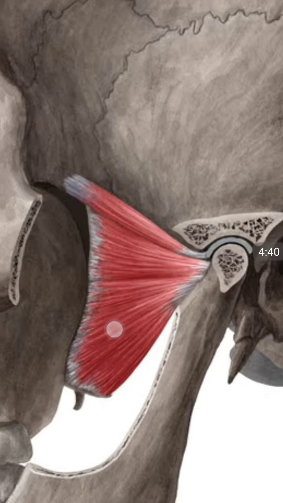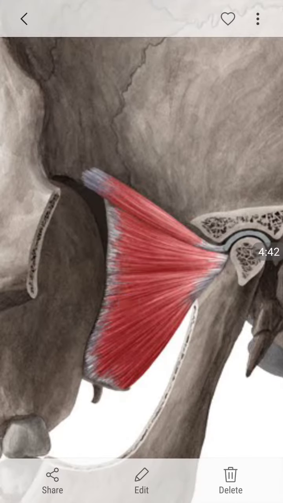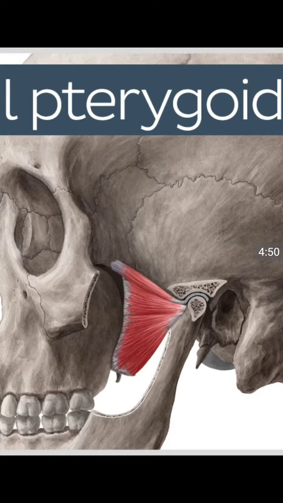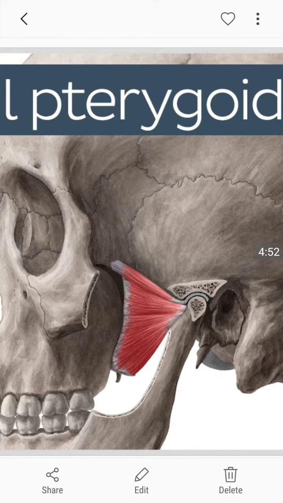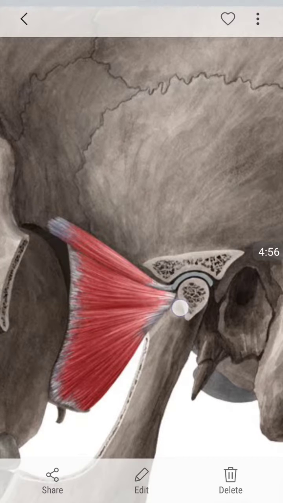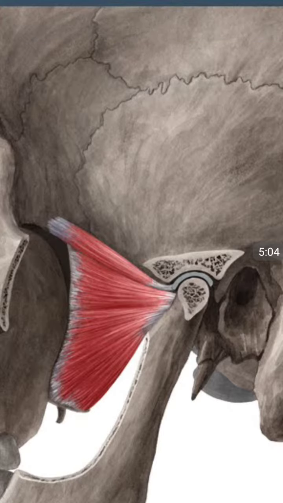Whereas this inferior head originates from the maxilla, the tuberosity of the maxilla, and it gets attached onto the pterygoid fovea, which is a depression on the anterior medial aspect of the head of the mandible.